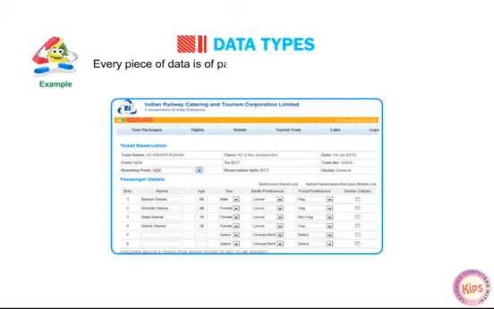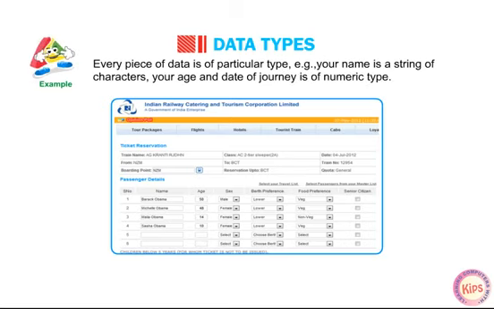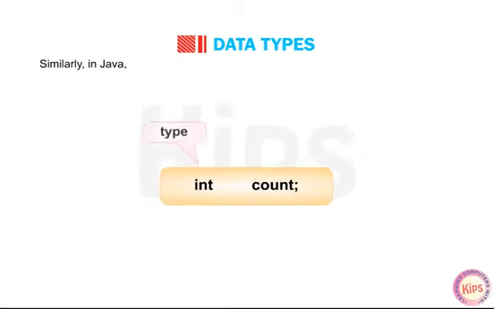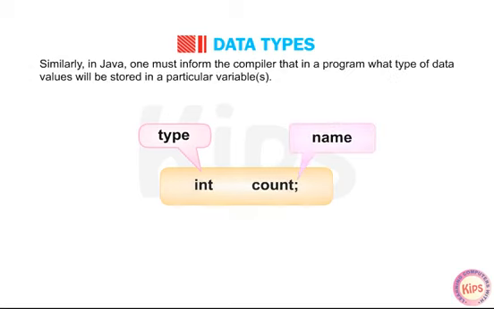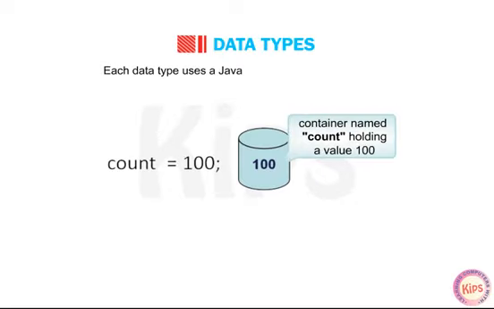Every piece of data is of a particular type. For example, your name is a string of characters, your age and date of journey are of numeric type. Similarly, in Java, one must inform the compiler what type of data values will be stored in particular variables. Each data type uses a Java keyword to be characterized.